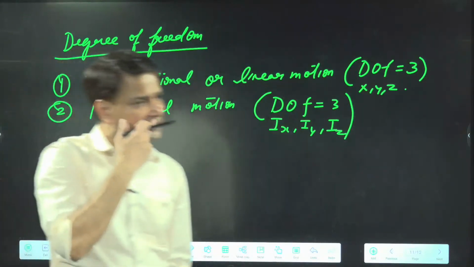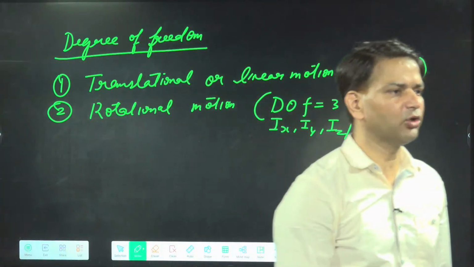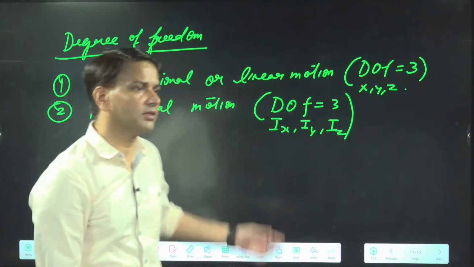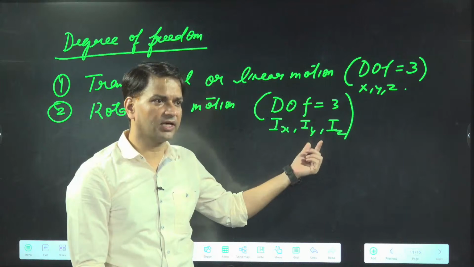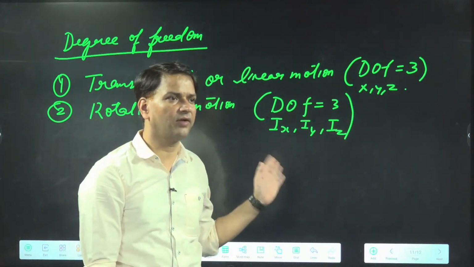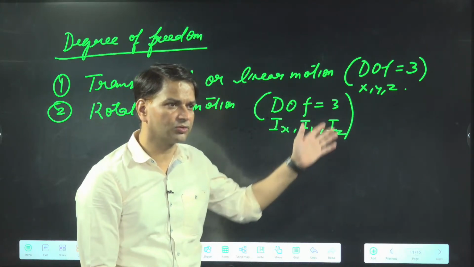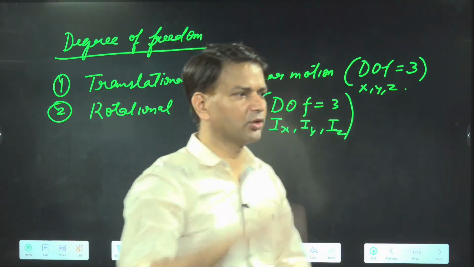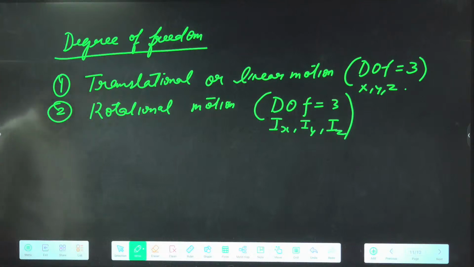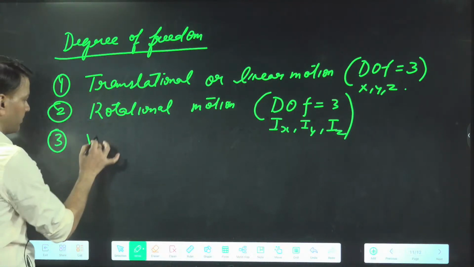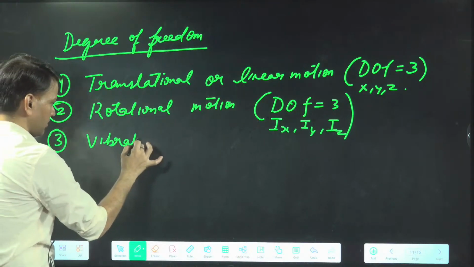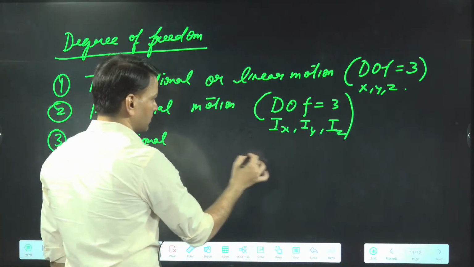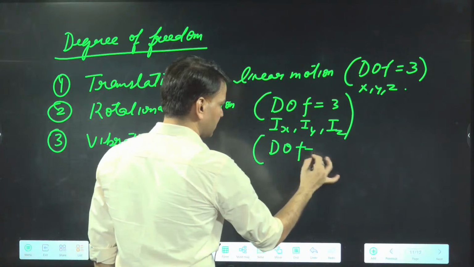Because rotational kinetic energy, you will learn in rotation, is half I omega square, where I is the moment of inertia, and we define I about an axis. That's why about the x-axis Ix, y-axis Iy, z-axis Iz. So the energy you will get is half Ix omega square, half Iy omega square and half Iz omega square. No need to remember that, later you will learn it in rotation. And third is the vibrational. So the degrees of freedom corresponding to this is 2.